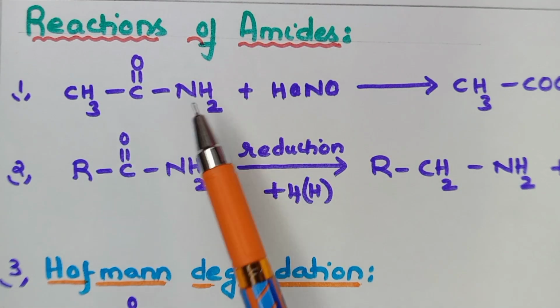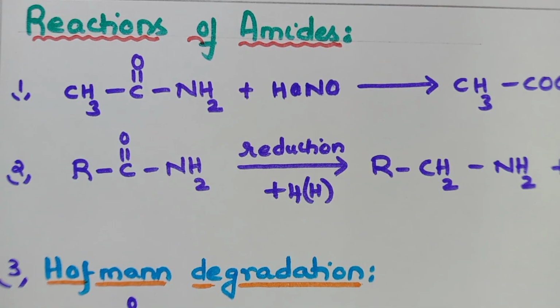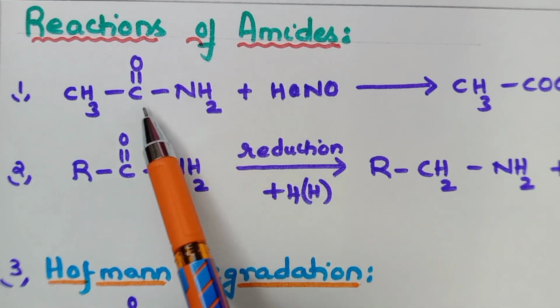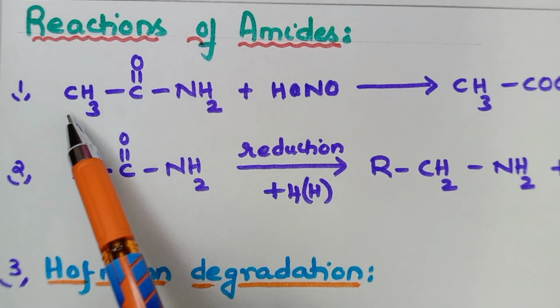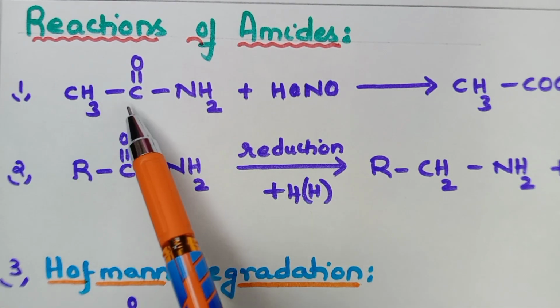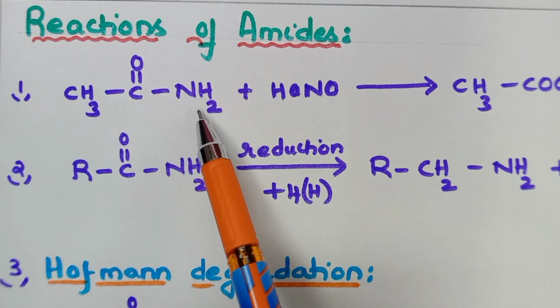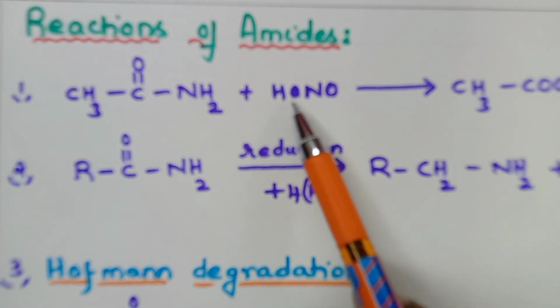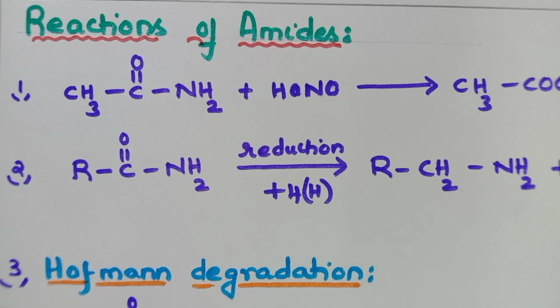CH3CONH2. Students, you know amide. What is the general formula of amide, students? RC double bond O and NH2, RCONH2. Okay. So this group is called amide. So we are taking here the example CH3CONH2. This is acetamide plus HONO, nitrous acid, HNO2.